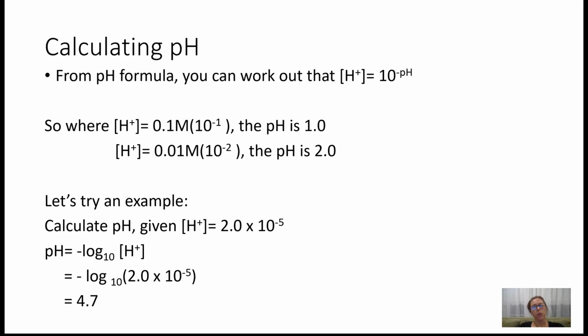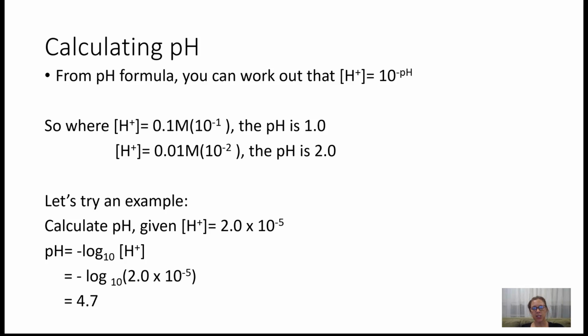So from this formula, we can actually rearrange it. If you're any good with your logs, we can rearrange that equation and find out that if we want to calculate the hydrogen ions, it's 10 to the negative power of the pH. So for example, if I've got a 0.1 molar solution, that is 10 to the minus 1. This is pretty simple and we don't need a calculator. 10 to the minus 1, the pH is 1. In the next example, 0.01 molar, our concentration is 10 to the minus 2, so therefore our pH is 2. But it's not always so simple.